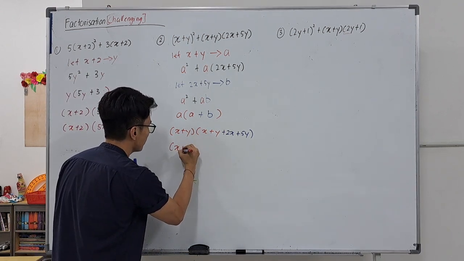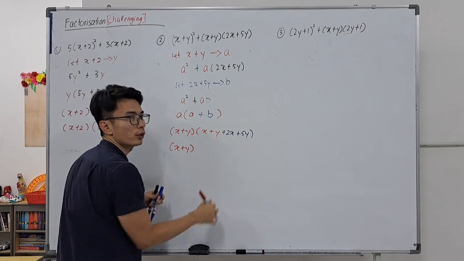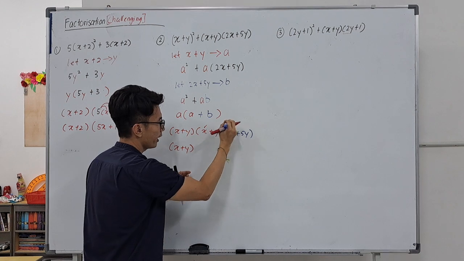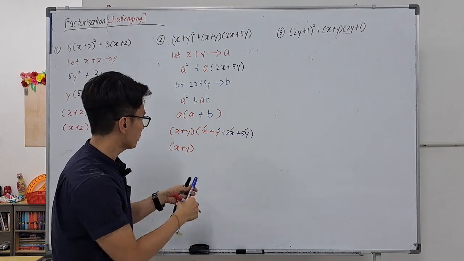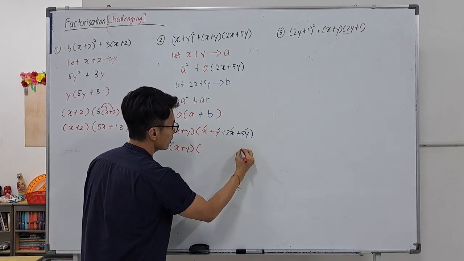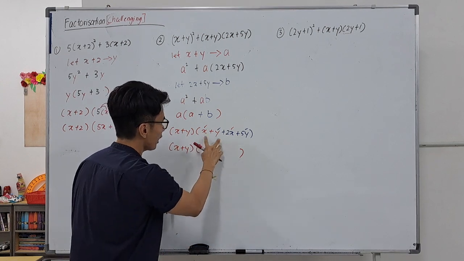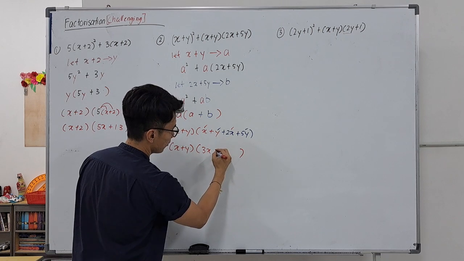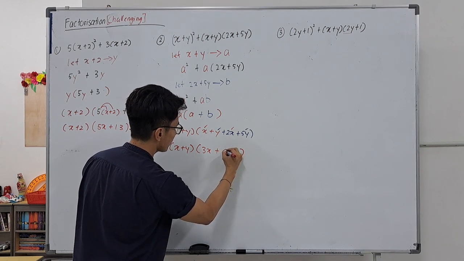So that's going to give me x plus y. So what can I do here? If you notice, like terms, I can add them together, right? So let's simplify this. What am I left with in my bracket? x plus 2x, that's going to give me 3x. y plus 5y, that's going to give me 6y, right?